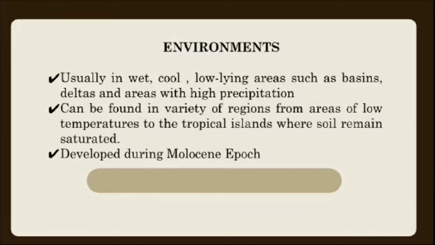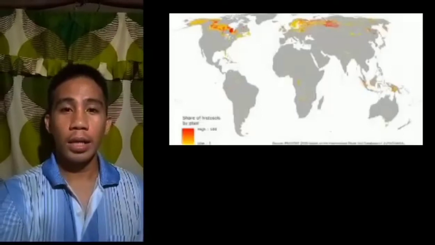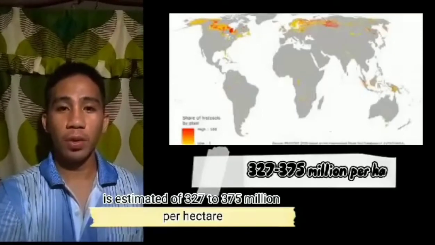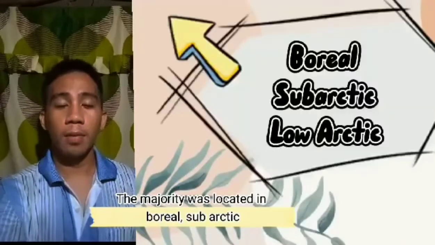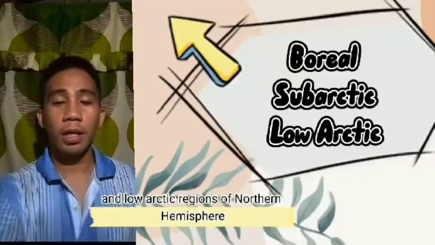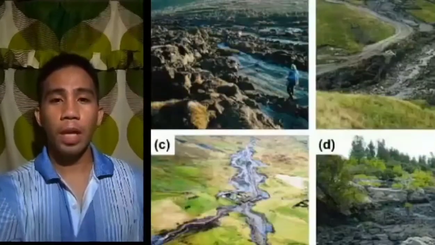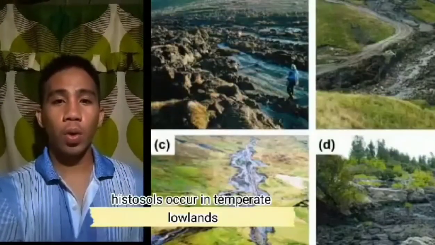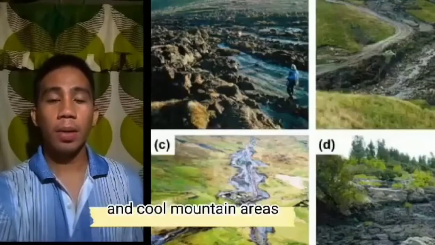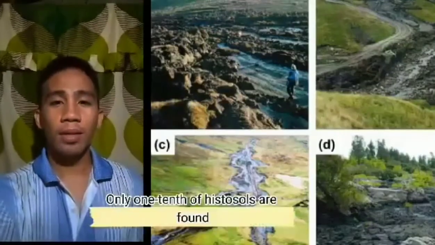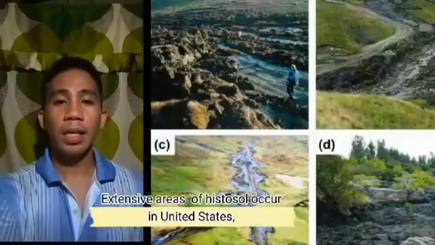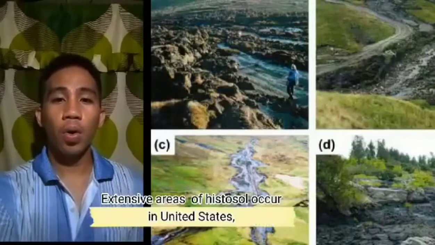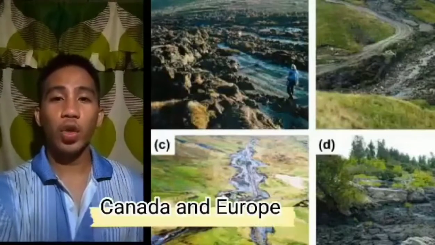It was developed during the Miocene epoch. The total extent of histosol in the world is estimated at 327 to 375 million hectares. The majority is located in boreal, subarctic and low Arctic regions of the northern hemisphere. Most of the remaining histosols occur in temperate lowlands and cold mountain areas. Only 1/10 of histosols are found in the tropics. Extensive areas of histosol occur in the United States, Canada, and Europe.